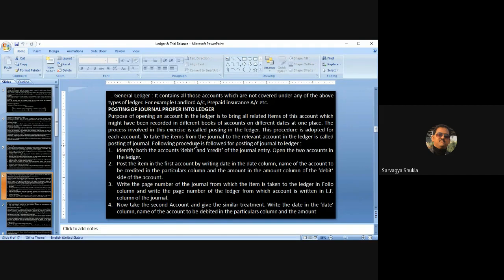The following procedure is followed for posting of journal to ledger. First one is to identify both the accounts, debit and credit, of the journal entry. Open the two accounts in the ledger. Let's take an example. If you sold goods to Mr. X, what journal entry will be passed?